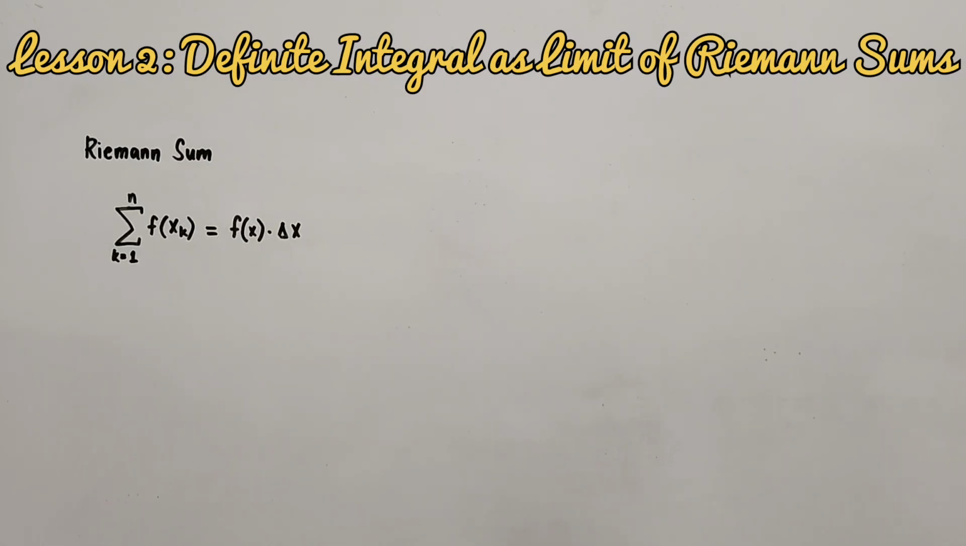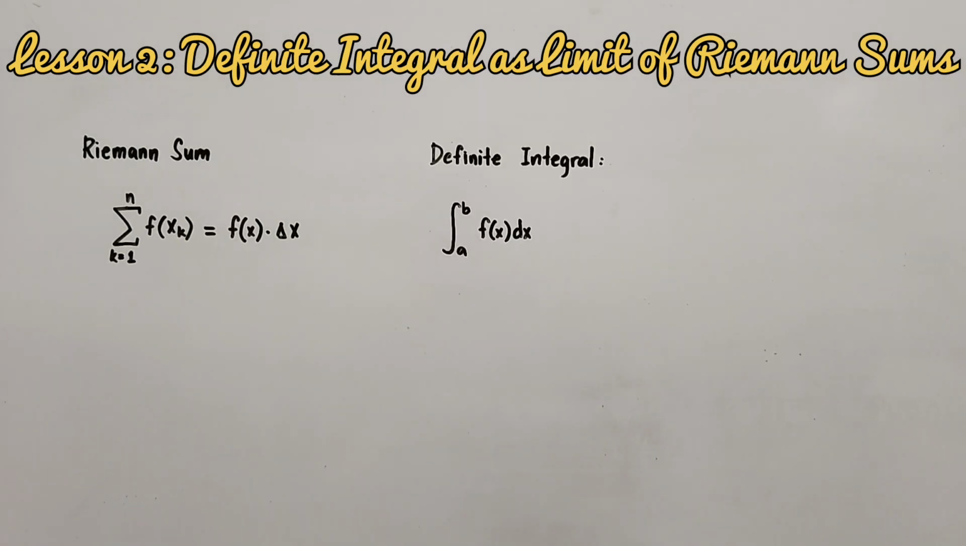It has been proven that the limit at infinity of the Riemann sums is the exact area bounded by the graph of f of x from a to b. Such limit has a specific identity and notation called the definite integral, which is denoted by this: the integral of f of x dx from a to b. A is the lower bound and b is the upper bound. Take note that a and b are the limits of integration.